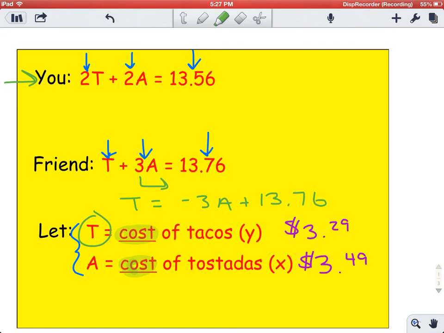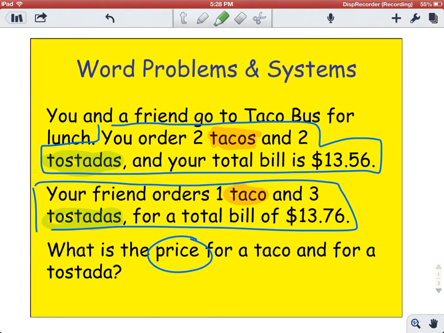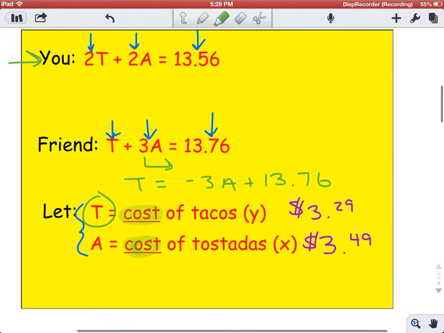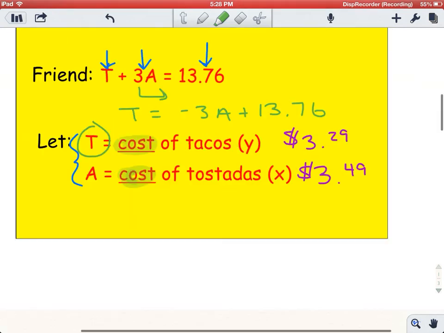And you can see that I underlined the specific definition of my variables. I didn't want to know how many tacos. I already knew how many tacos I bought. It told me right in the beginning. I bought 2 tacos and 2 tostadas. My friend bought 1 taco and 3 tostadas. So what I was looking for is the price, the cost of each.